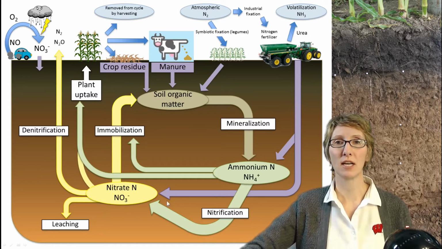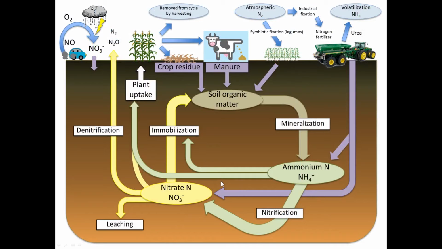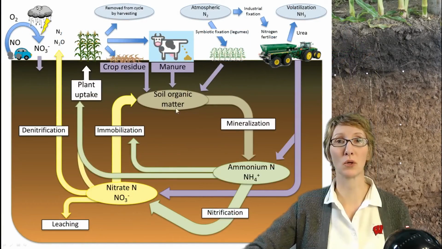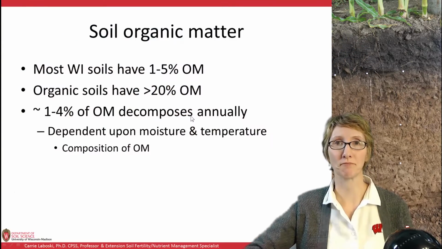Now you can see there's a lot of arrows going on here as we transform from one product to another, but also within there's a lot of cycling that's going on. So we're going to try to break this down and focus on some of the key pieces. So the first part we're going to talk about is soil organic matter or organic additions to the soil. So that would be manure or crop residue. So it's really focusing on the organic end in the soil.